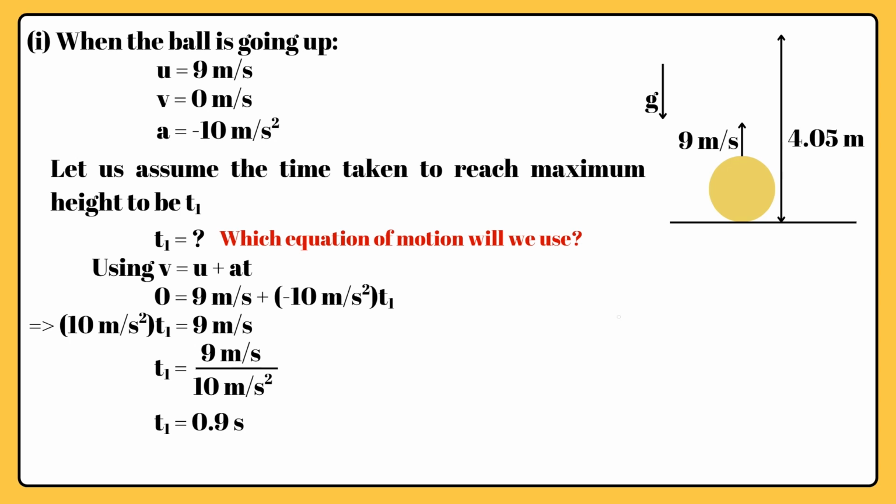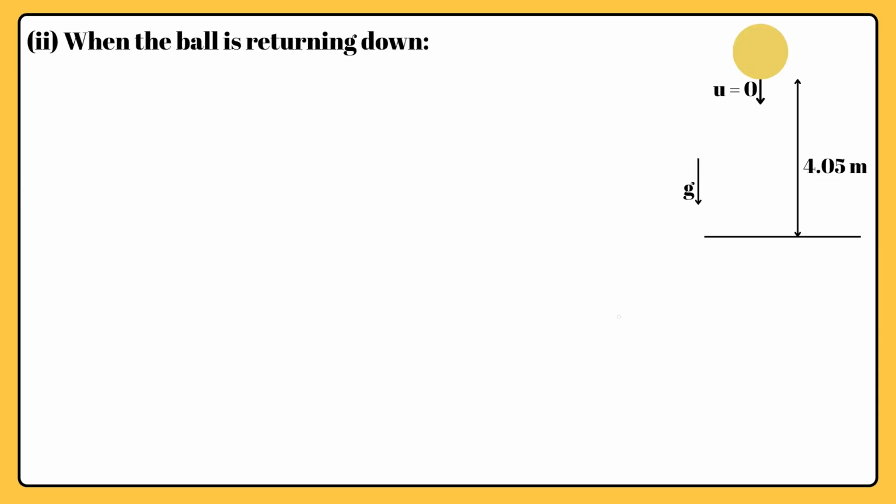But this is only half of the journey. We still need to find the time taken in the other half. So in the second part, we have the initial velocity as 0 because the ball stops before coming down. And next, we know that the ball needs to come down 4.05 meters to reach the ground. So that is the displacement of the ball. And acceleration is plus 10 meters per square second, because g is downwards and the ball is also moving downwards.